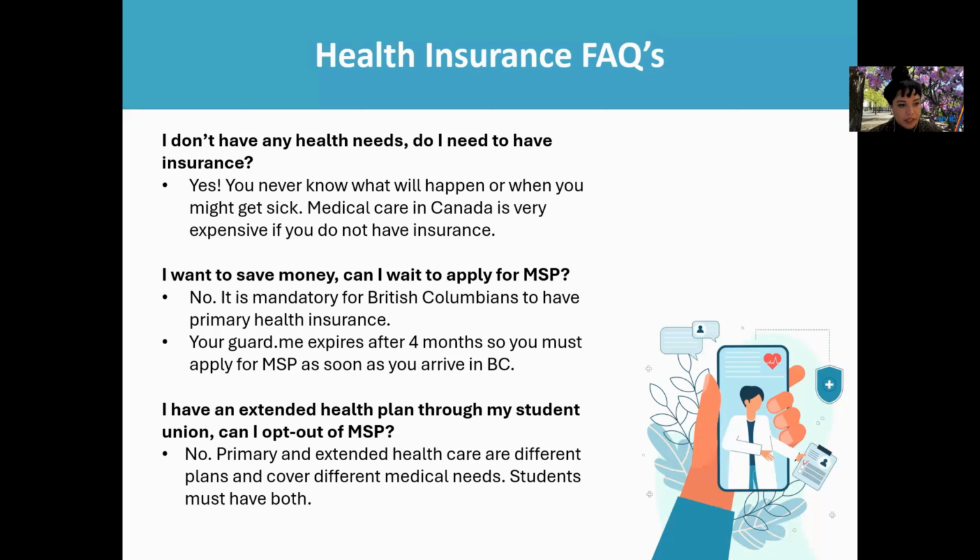The last question that we hear quite a bit is, I have an extended health plan through my student union. Can I opt out of MSP? And the answer is no. Primary and extended healthcare are different plans. They cover different medical needs. It is important to think about what those needs are, because I would always suggest students take good advantage of your extended healthcare. I think that extended health is a really critical piece of your healthcare plan. And so again, students must have both. It is not optional to be in either primary health or extended health. You must have both to ensure that you are fully covered in a holistic manner so that you can stay safe during your studies.